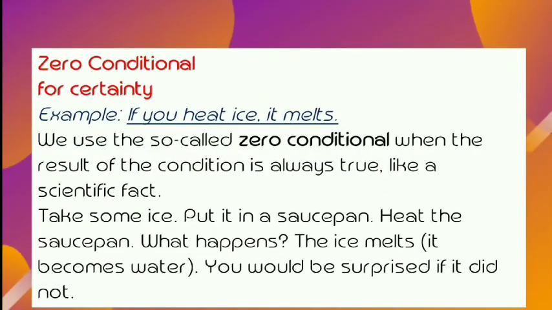Zero conditional for certainty. Example, if you hit ice, it melts. We use the so-called zero conditional when the result of the condition is always true, like a scientific fact. Take some ice, put it in a saucepan, heat the saucepan, what happened? The ice melts. It becomes water. You would be surprised if it did not.